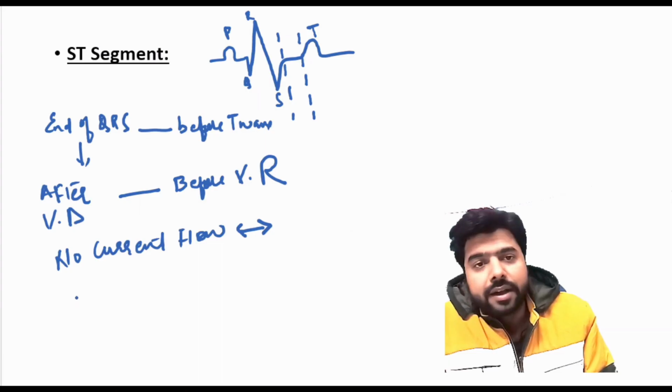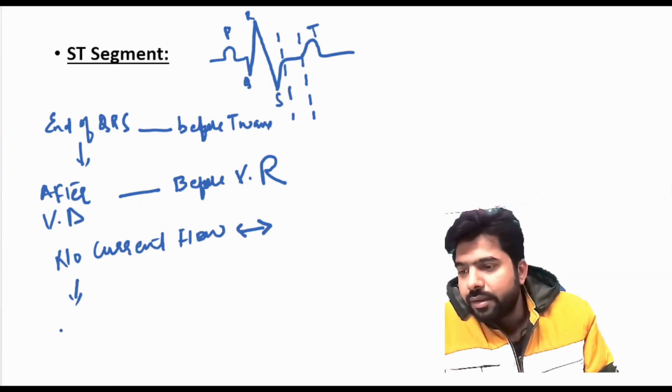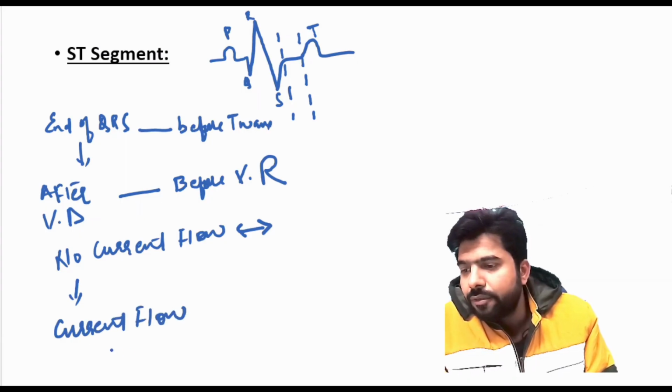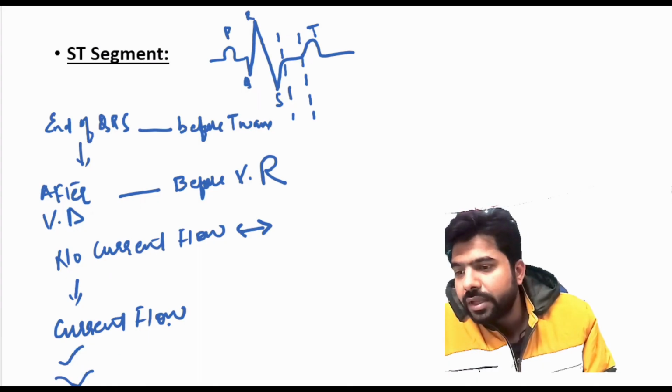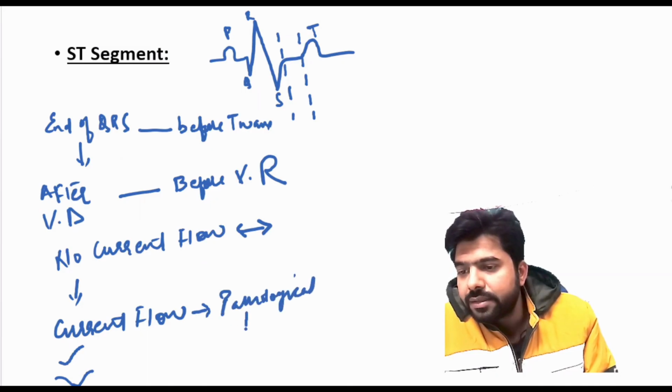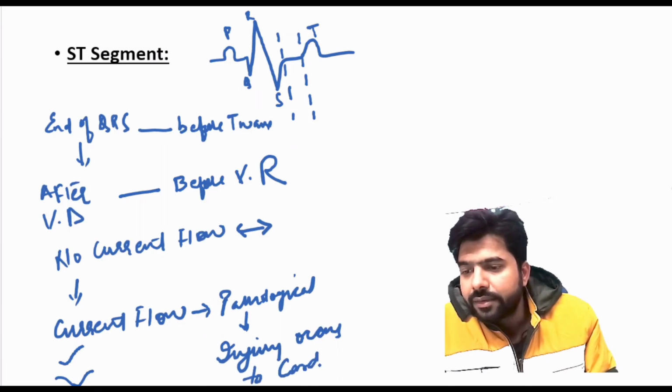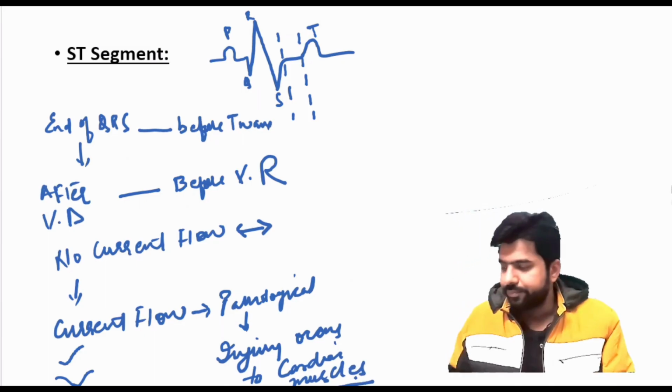But if there is a current flow, then the ST segment could be elevated or depressed. Now, the cause of current flow may be pathological, means injury occurs to cardiac muscles. Okay.